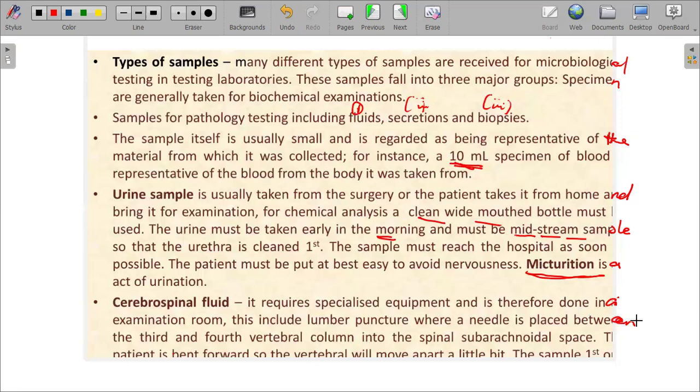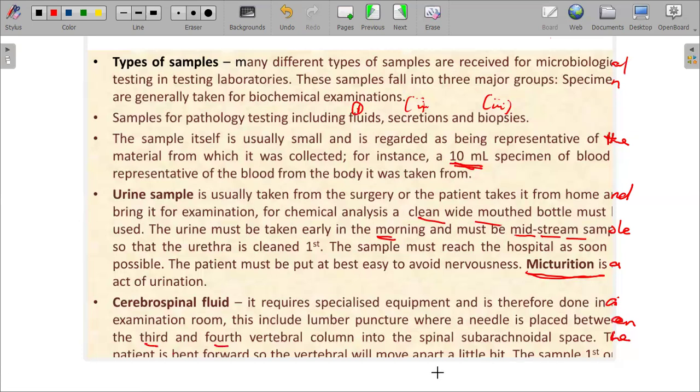It is usually taken at hospitals because of the specialized equipment required. This includes a lumbar puncture, where a needle is placed between the third and fourth vertebrae into the spinal subarachnoid space. The subarachnoid space is where the cerebrospinal fluid is contained. Even in the human skull, we have the dura mater and the pia mater and so forth. The subarachnoid space is a space containing cerebrospinal fluid, which moves and lubricates the joints and body reflexes that the body must go through.